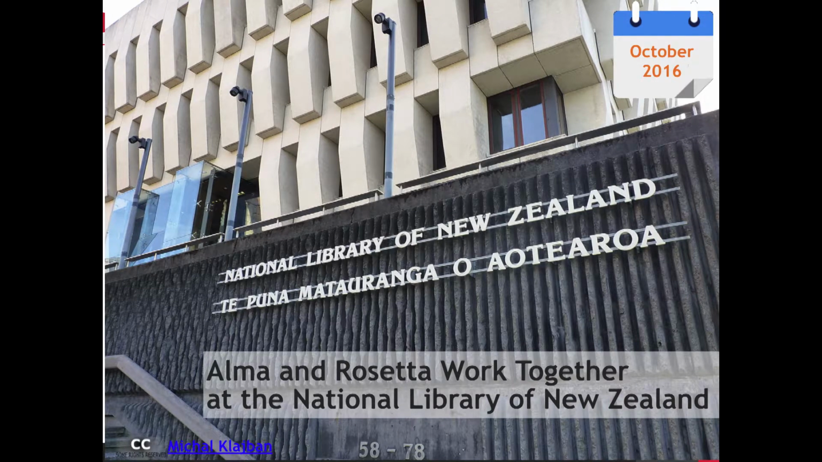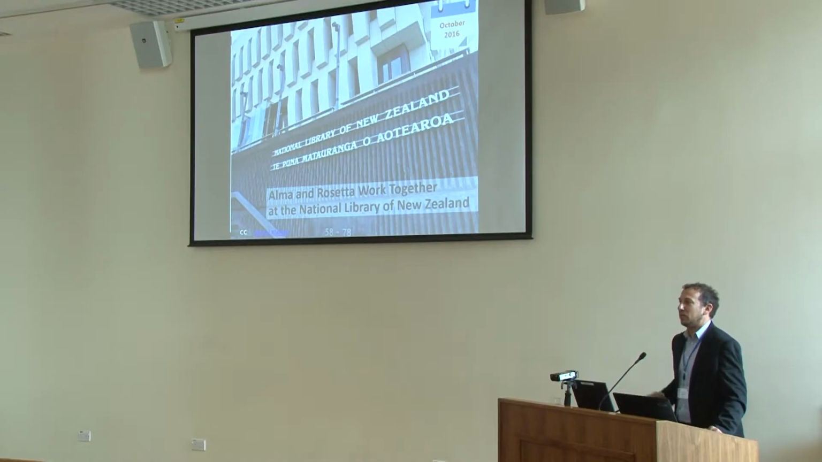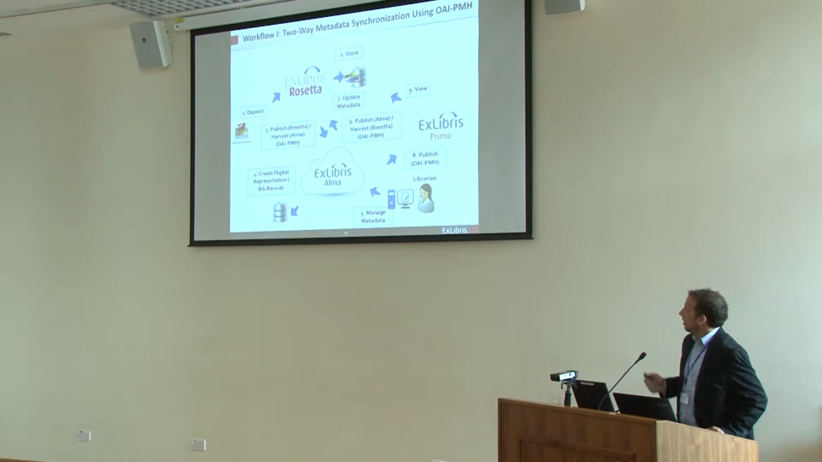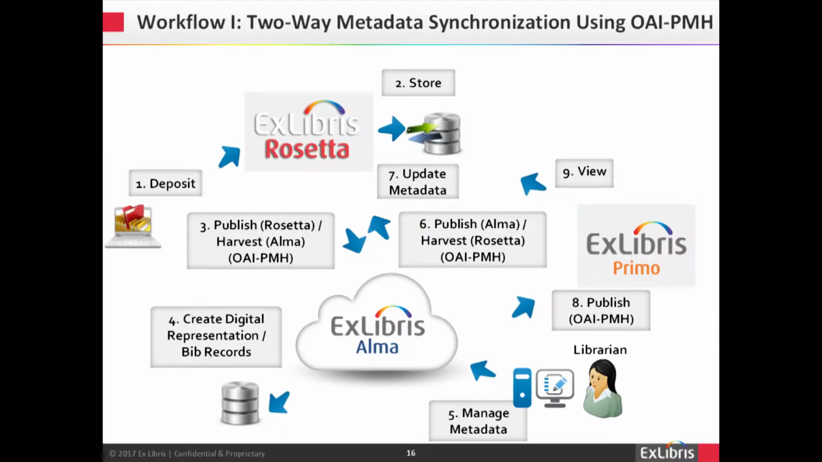In October, we had the integration between ALMA and Rosetta at the National Library of New Zealand. So the National Library moved from Voyager, which was integrated with Rosetta, into ALMA. It's now integrated with Rosetta, enables the synchronization of metadata. So basically, we're working on a couple of workflows here in terms of ALMA-Rosetta integration.